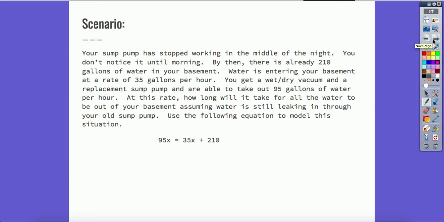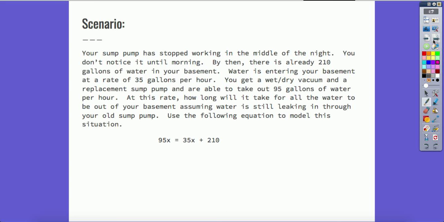Consider this scenario. Your sump pump has stopped working in the middle of the night. For those of you that don't know, most houses have a sump pump in your basement so that when it rains really hard and there's a bunch of water flowing by the foundation of your house on the outside and it starts to leak in, it pumps it right back out so that you don't get any water in your basement. So your sump pump has stopped working in the middle of the night. You don't notice it until morning.